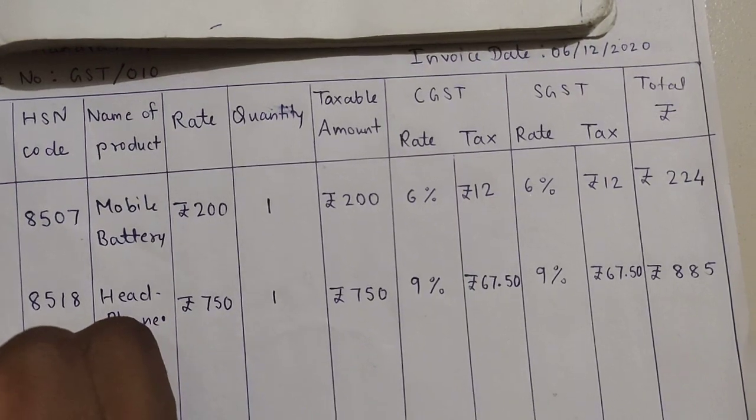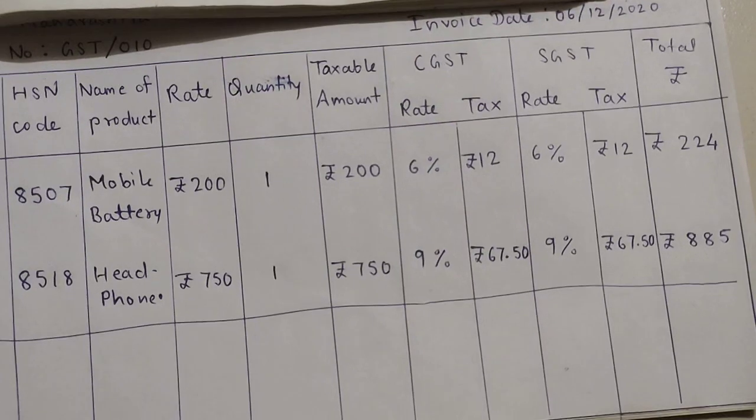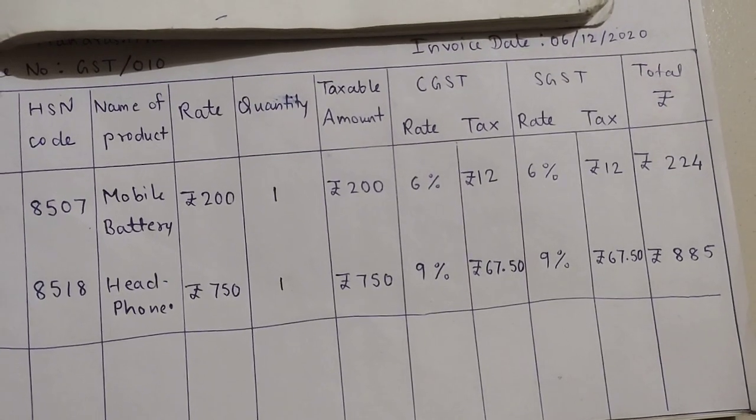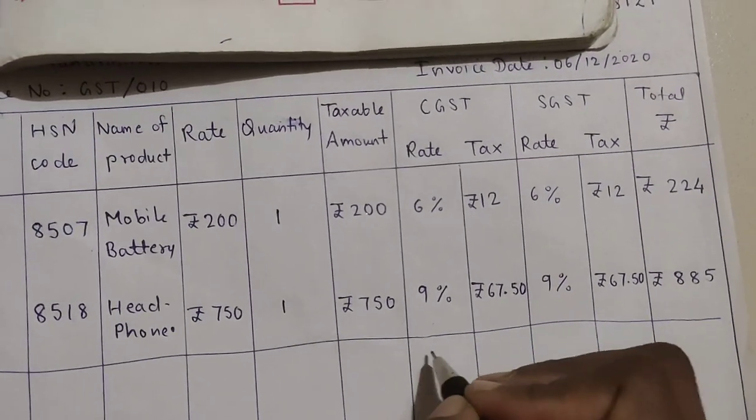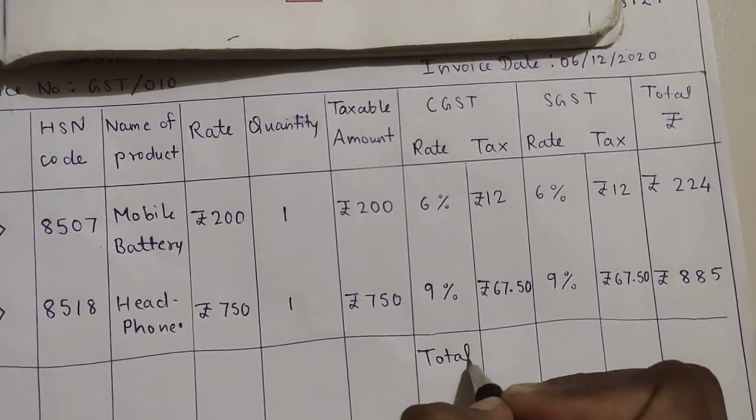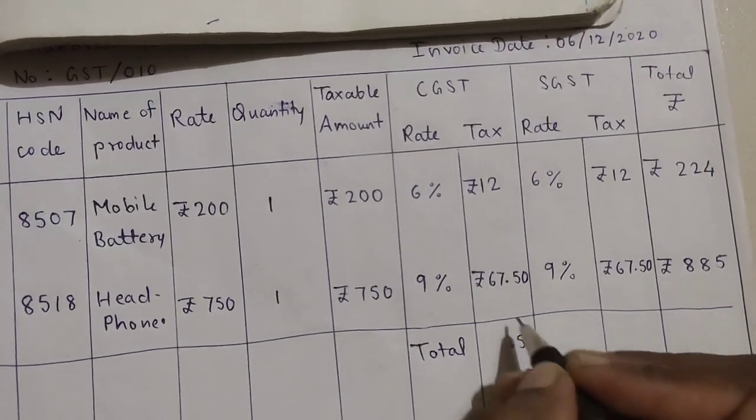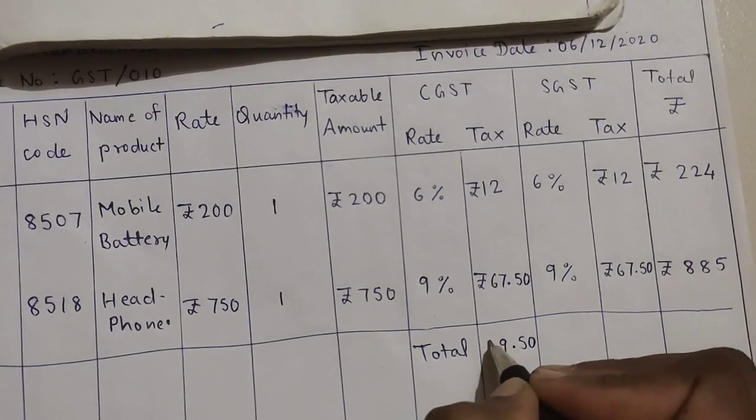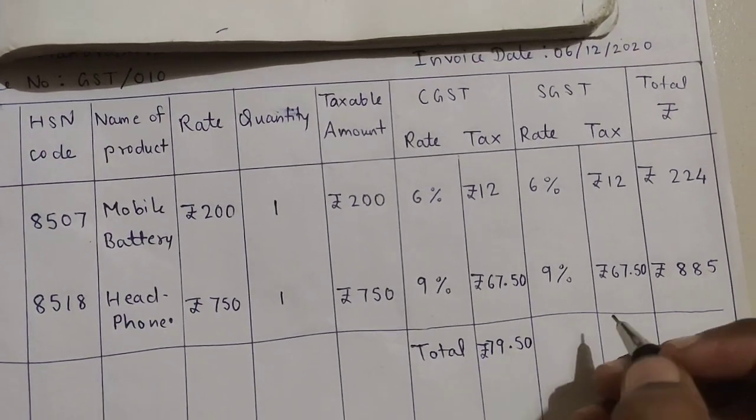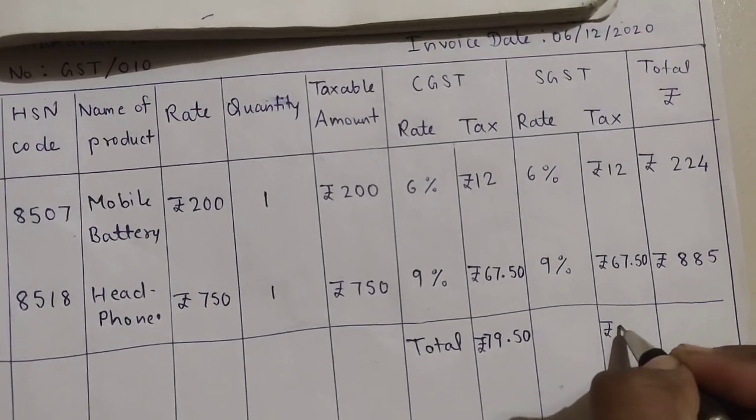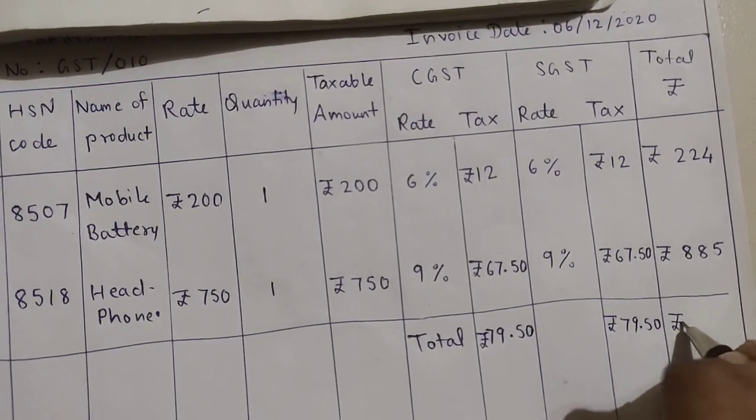Okay, so total 2 products were there and we have done that. Now at the end we will do total of what? CGST, SGST and this. So let us do that. Okay, now we will do total of this. So total amount of CGST is what? 79.50. So same thing will be here also, 79.50.